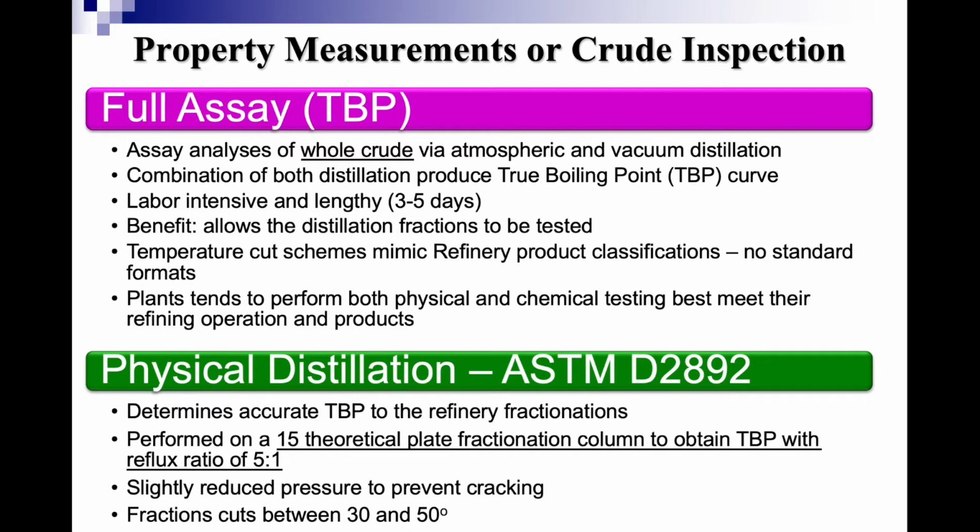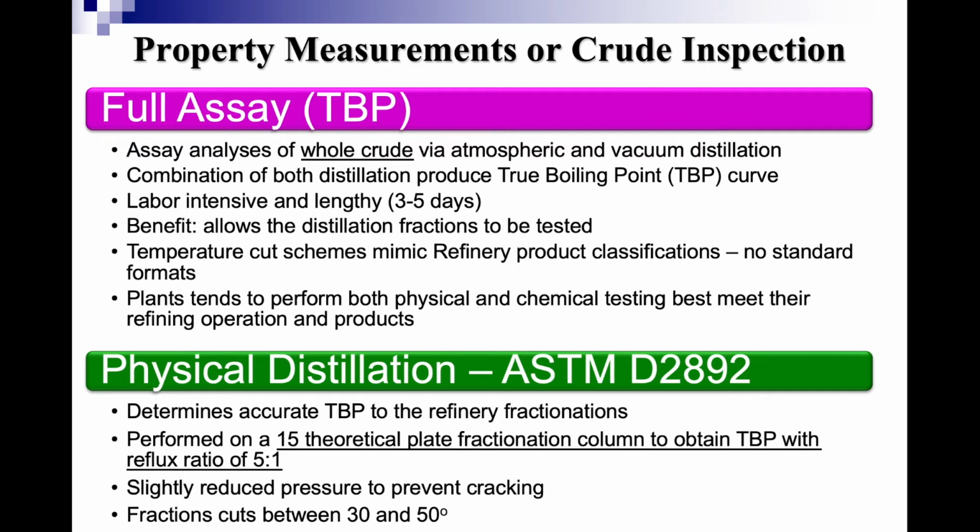So it is done according to the assay, and it is a combination of both distillation produced through the true boiling point (TBP) curve. Anyway, it is labor intensive and lengthy, taking 3 to 5 days. The benefit is that it allows the distillation fractions to be tested, whereby the temperature cut scheme mimics refinery product classification with no standard formats. And for the plants, it tends to perform both physical and chemical testing best to meet their refining operations and products.